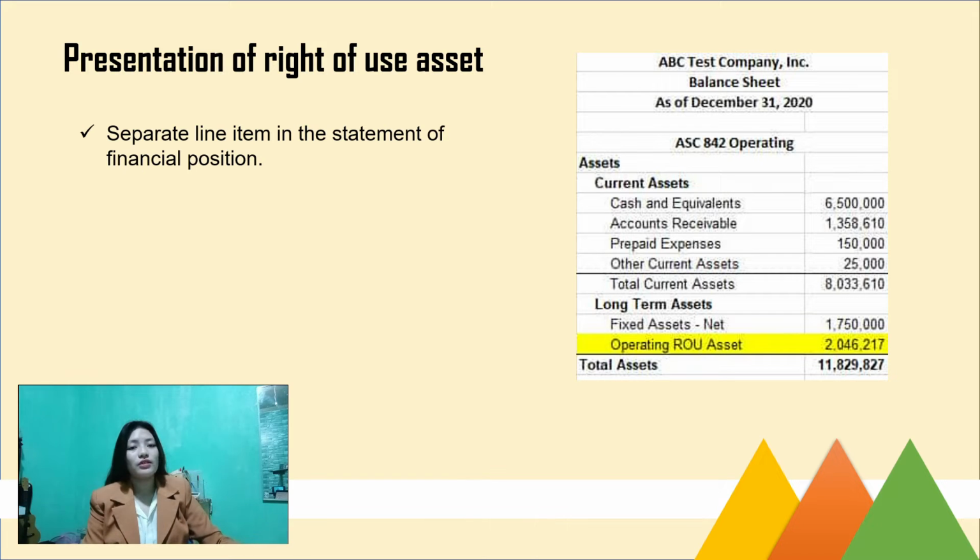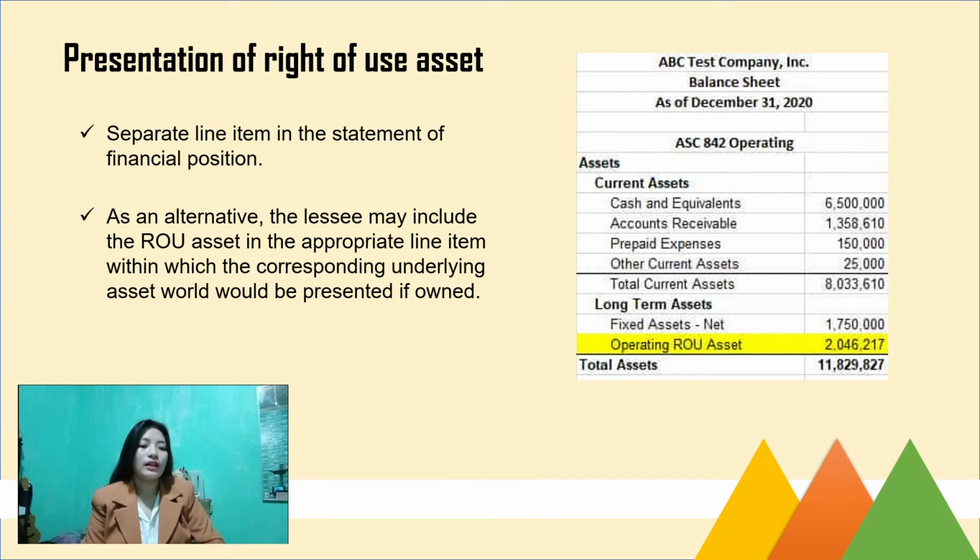Pero, nagbigay din ng standard ng isang alternative. So as an alternative, the lessee may include the ROU asset in the appropriate line item within which the corresponding underlying asset would be presented if owned. So for example, nag-list ka ng equipment. So, kapag nagrenta ka ng equipment, of course, magkakaroon ka ng right of use asset doon. So, kung ipepresent mo yung right of use asset, pwede mo na siyang isama sa pag-present ng equipment. But then, a disclosure to notes to financial statement is required. Kailangan mong i-disclose doon or sabihin na sa equipment, isinama mo na or in-include mo na yung right of use asset.